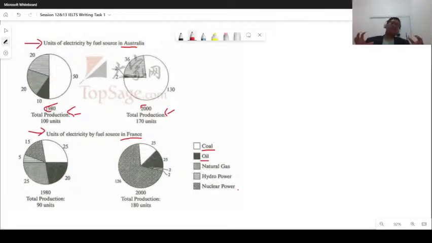Now, immediately, you can see that in each set there are clear, significant differences. So for example, in Australia, in the second pie chart, you can immediately see there's one here that says 130. Now, don't forget, you do have to understand the unit as well.